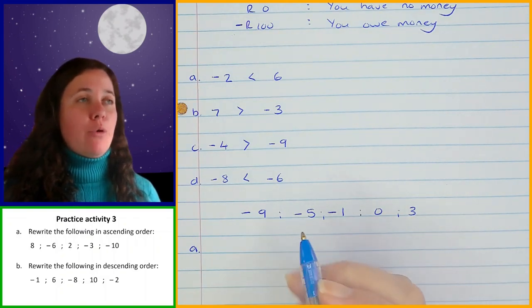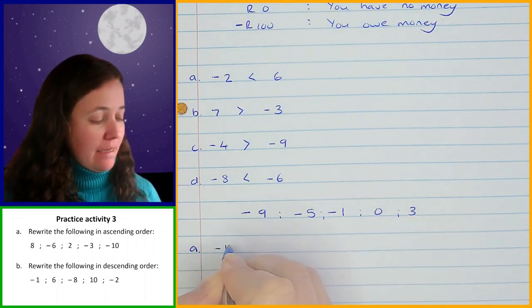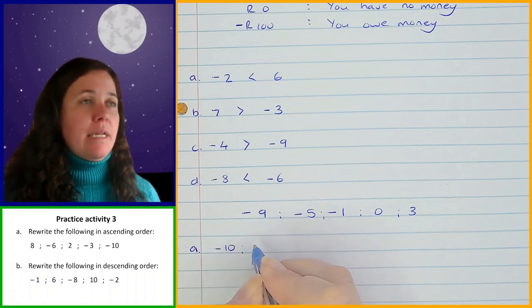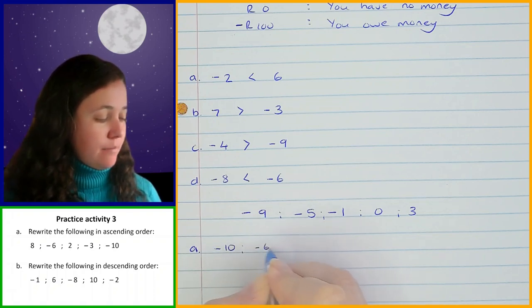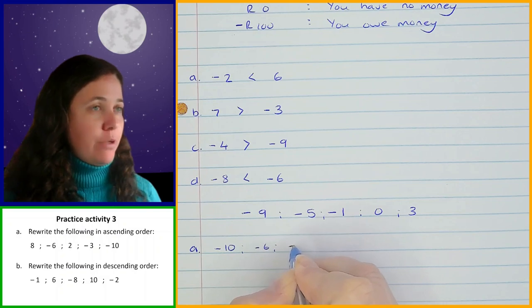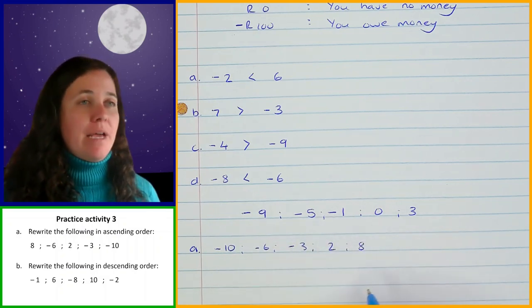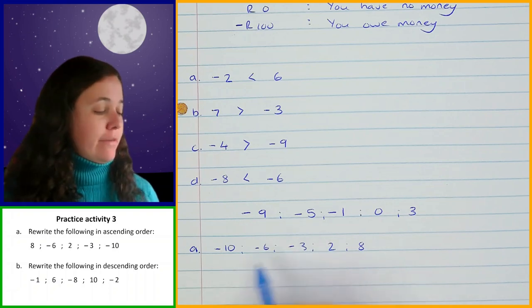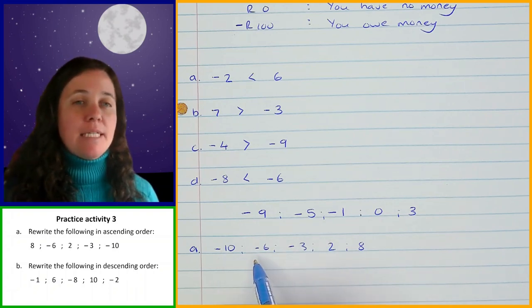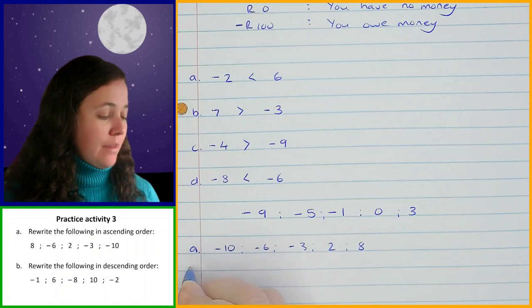So our smallest number in that list is negative 10. Then the next one is negative 6. Then we have negative 3. Then we have 2, and finally we have 8. So for question A, you should have got negative 10, negative 6, negative 3, 2, 8.